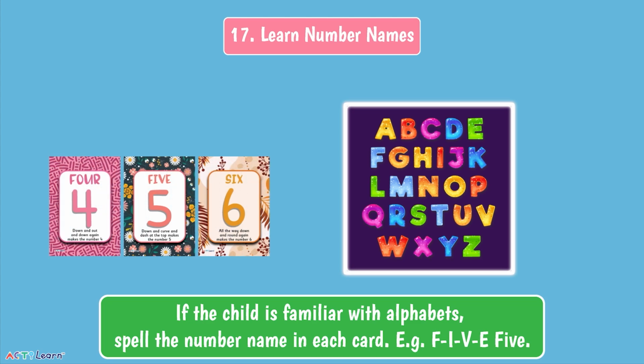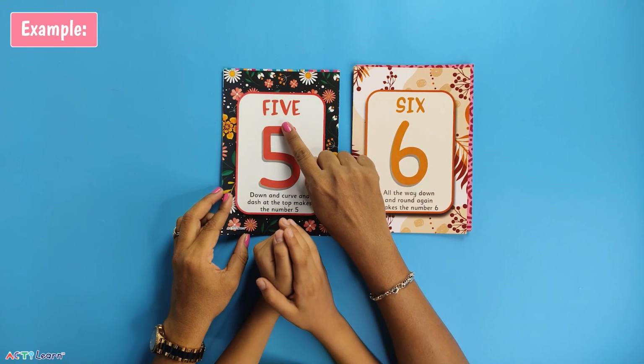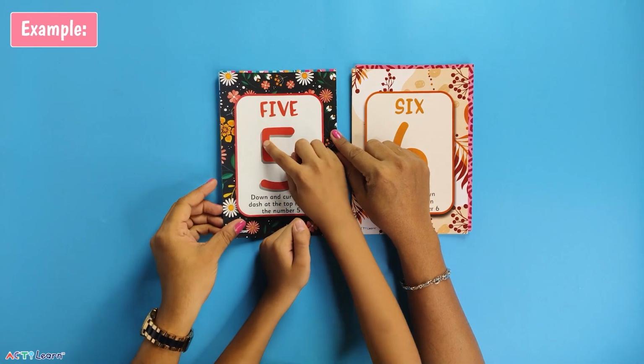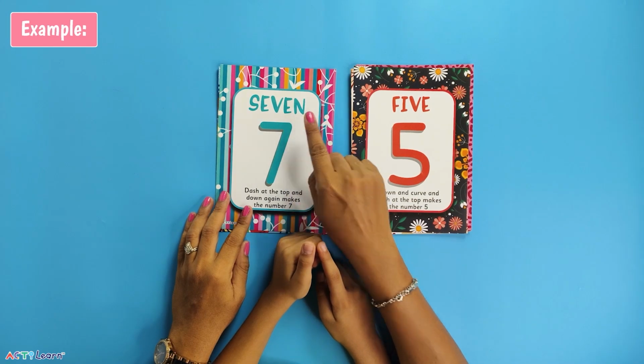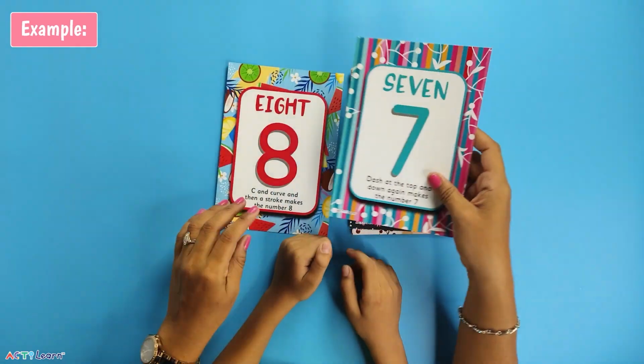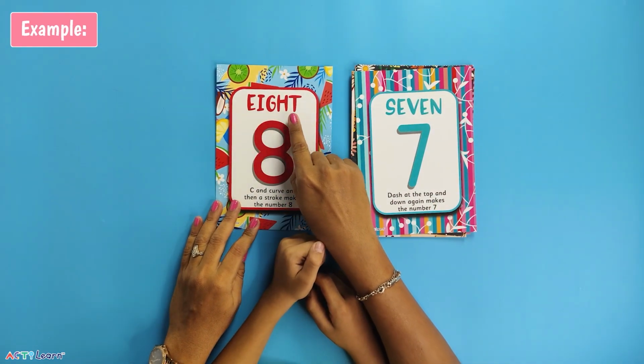Learn number names. If the child is familiar with alphabets, spell the number name in each card. Example: F-I-V-E, 5. S-E-V-E-N, 7. E-I-G-H-T, 8.